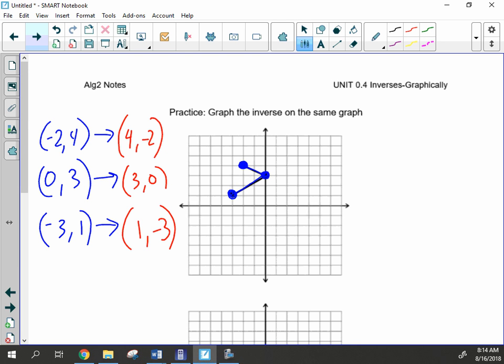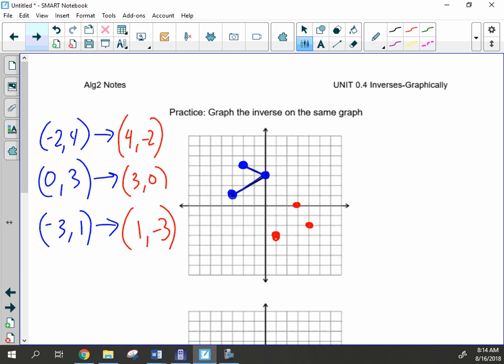So we go to 4, negative 2: 2, 3, 4, negative 2 is right here. And we go to 3, 0: 1, 2, 3. And then we go to 1, negative 3: 1, 1, 2, 3. Some people don't know how to connect the dots. Part of the reason why we do them in order is because we connect them in the same order that we have them written.